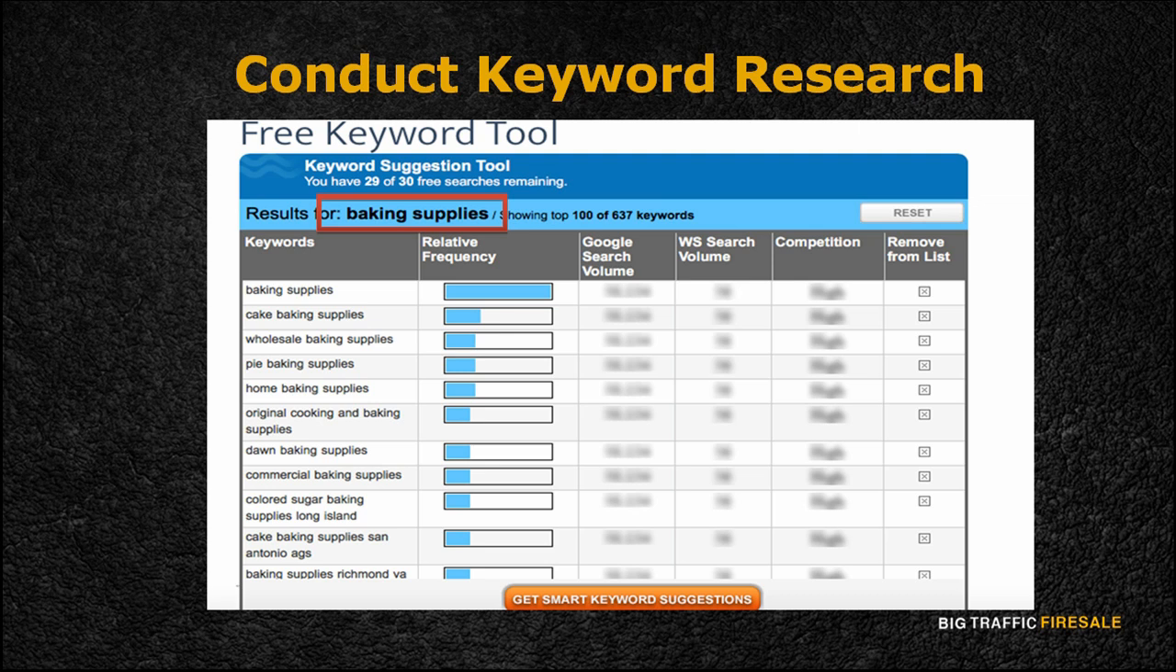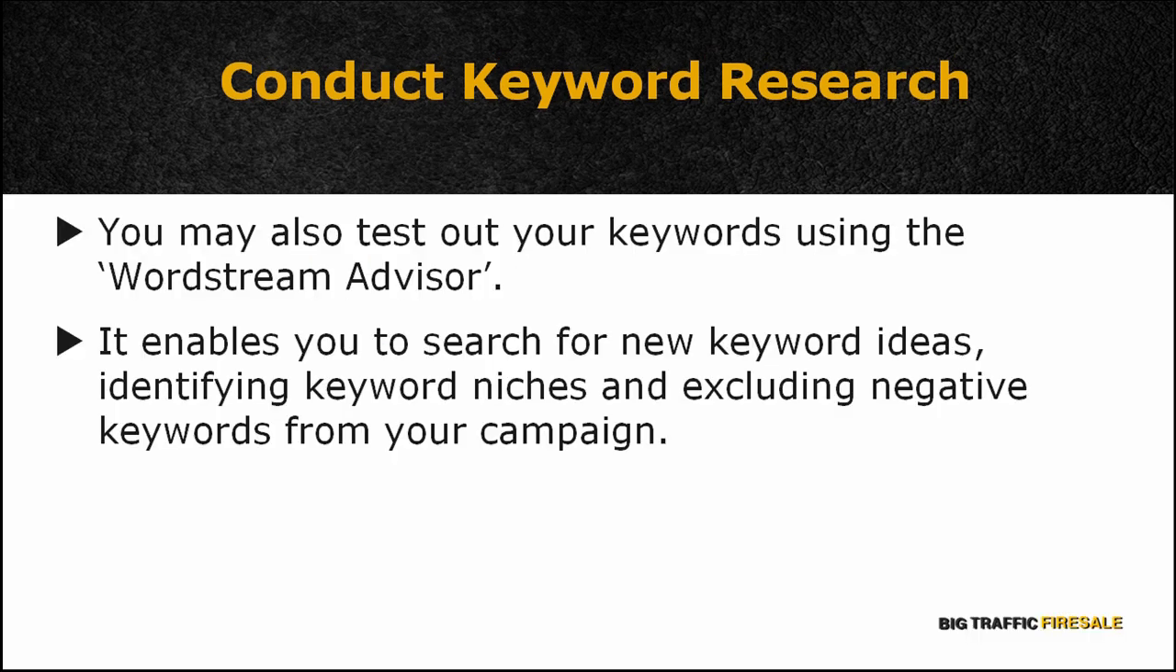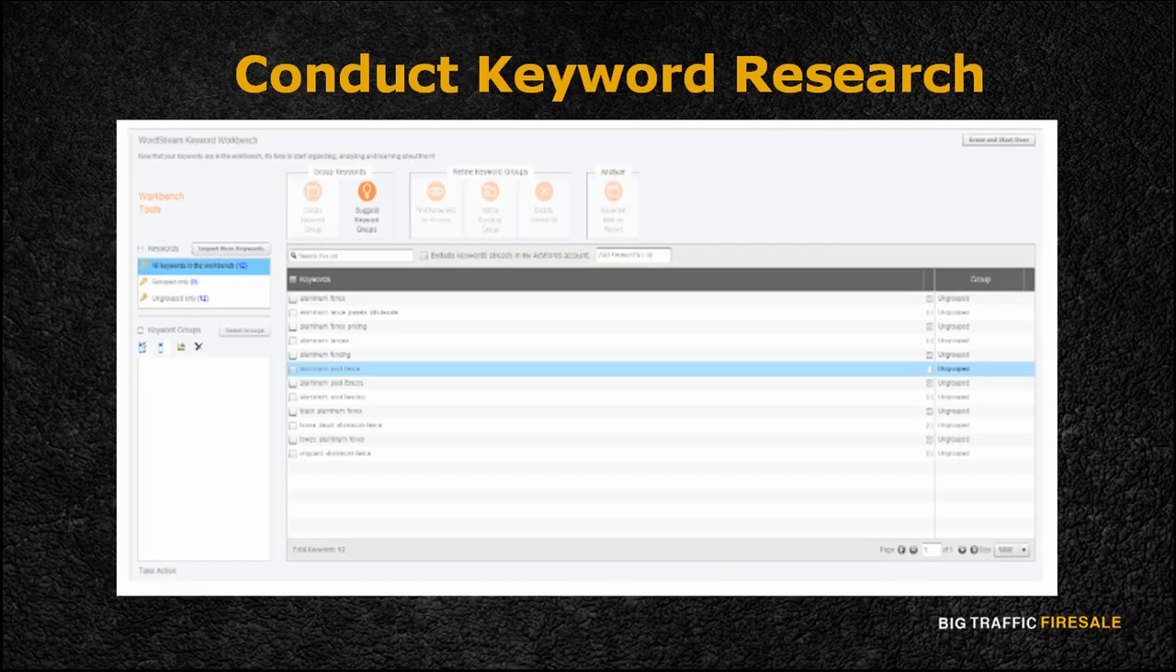You may also view the competitiveness of the keywords as well as the search volume using data from both Google and WordStream. On top of that, you may also test out your keywords by using the WordStream Advisor. It enables you to search for new keyword ideas, identify keyword niches, and most importantly, exclude negative keywords from your campaign. WordStream Advisor is WordStream's free keyword tool, PPC, and social media advertising platform.